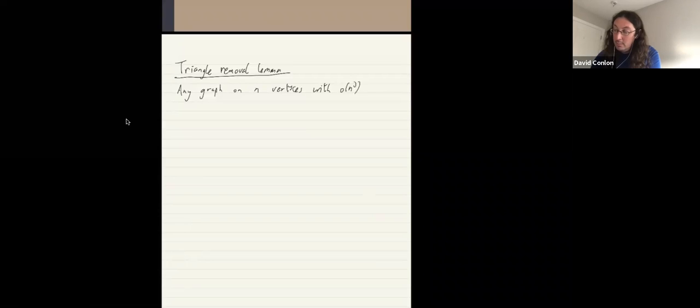Okay, so the triangle removal lemma is the following elementary sounding statement: any graph on n vertices with little o(n^3) triangles can be made triangle free by deleting little o(n^2) edges.